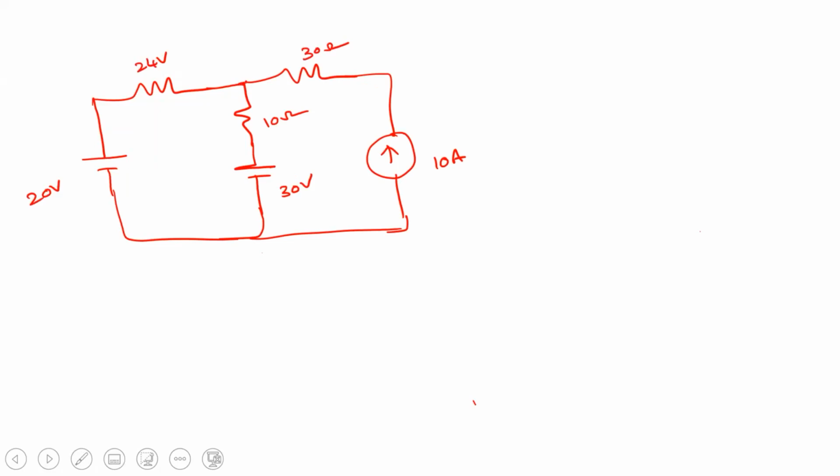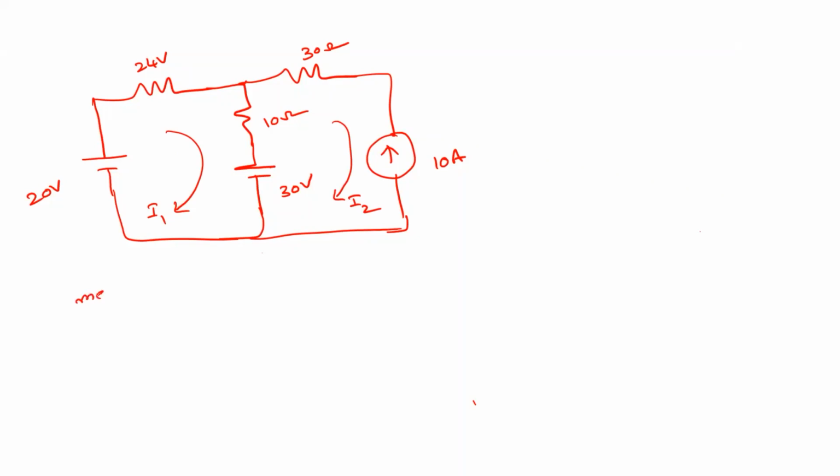Clear? So we have a current source now. Tell me, how to solve this? How many meshes are there here? Two meshes, right? So what is the next procedure? This is I1 and this is I2.